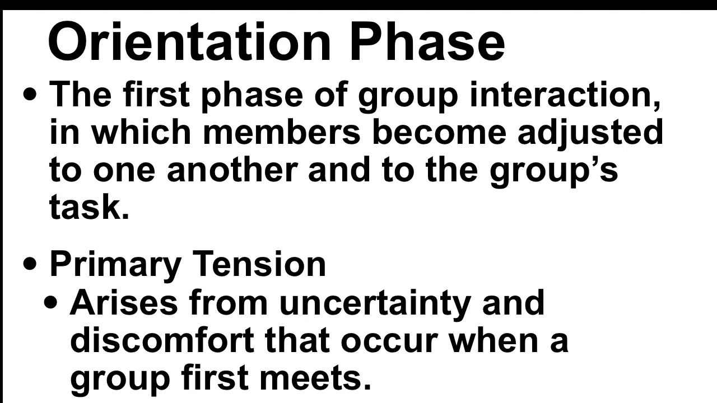The orientation phase is the first phase of group interaction. It's where members become adjusted to one another and the group's task. It includes the primary tension. The primary tension arises from uncertainty and discomfort that occurs when a group first meets.